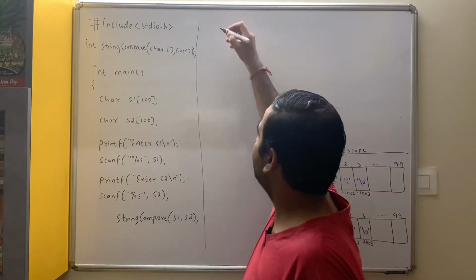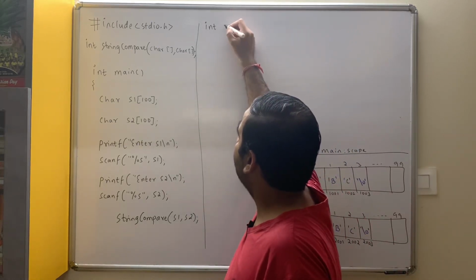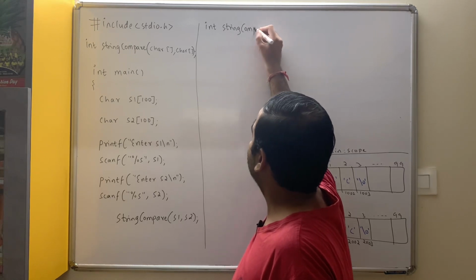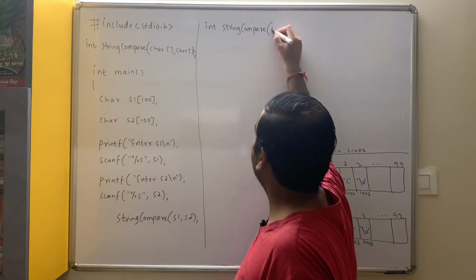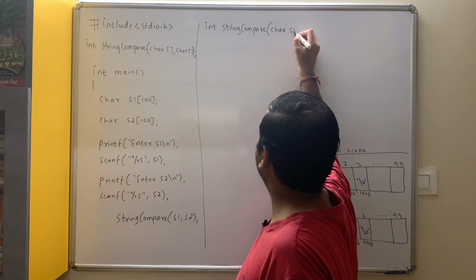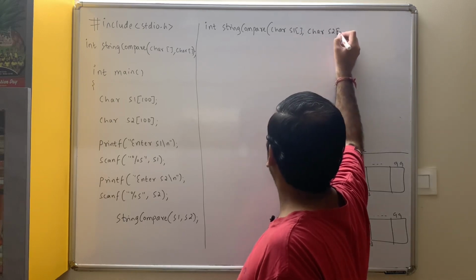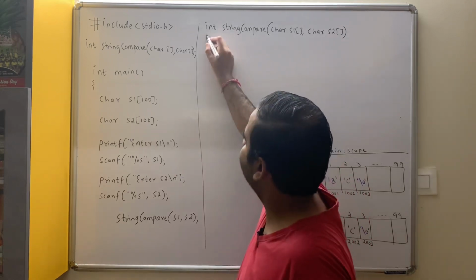Let's see how do we write it. I say int. The function name is string compare. The first parameter is a character one dimensional array. The second parameter is also a character one dimensional array.